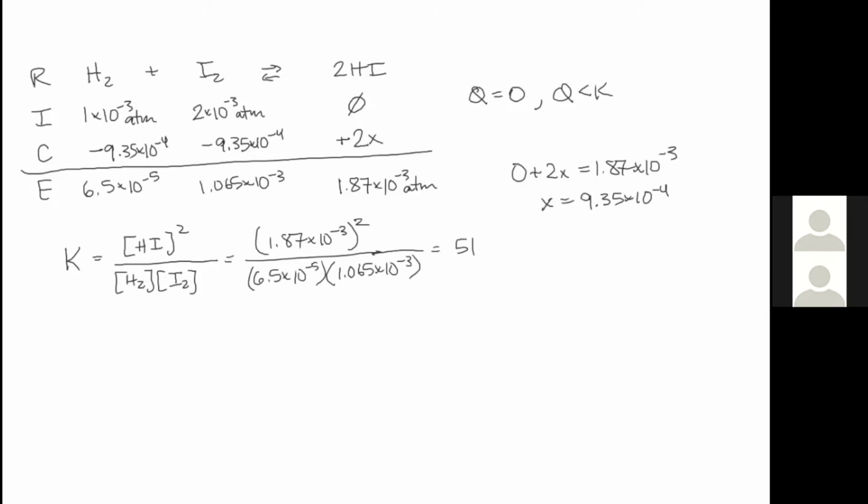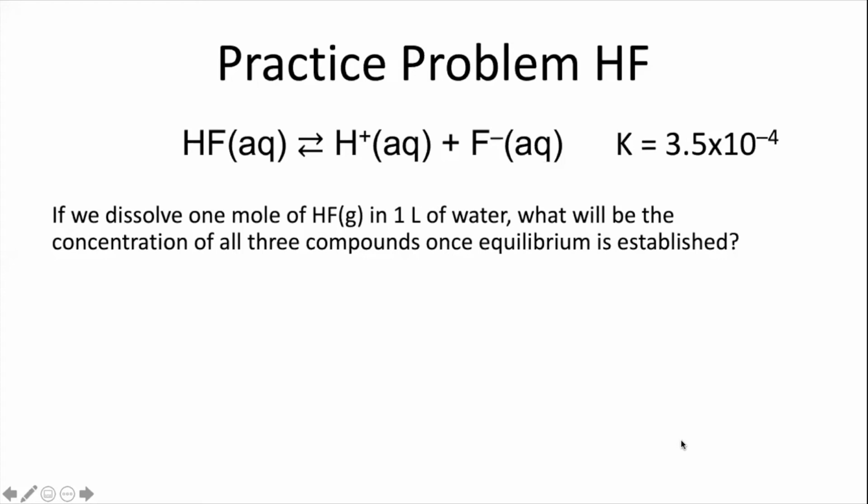Now we're going to do another practice problem, and this time we're going to have information about the equilibrium constant, but we're not going to have information about the equilibrium concentrations. So it's going to be a little bit different. Okay, in this case, I have HF. It's making H plus and F minus, and I know my K is 3.5 times 10 to the minus 4. So the question here is, if we dissolve 1 mole of HF in 1 liter of water, what will be the concentrations of all three compounds once equilibrium is established?